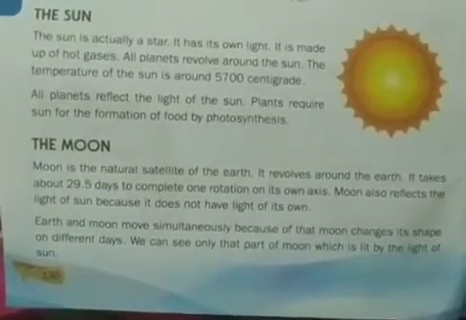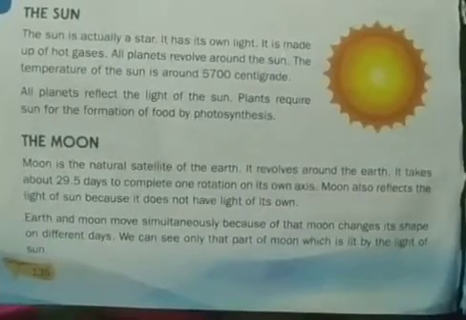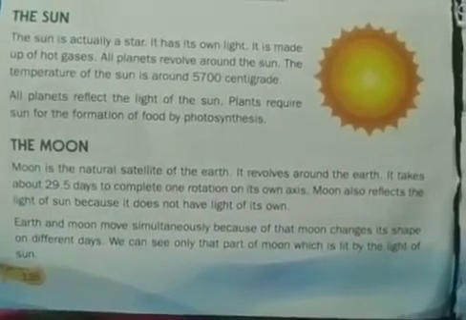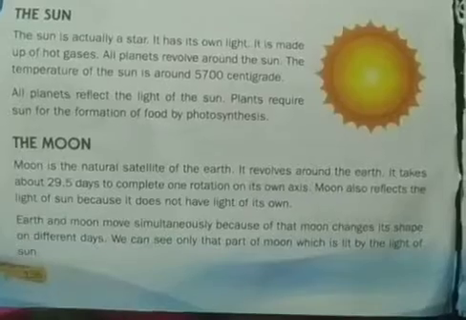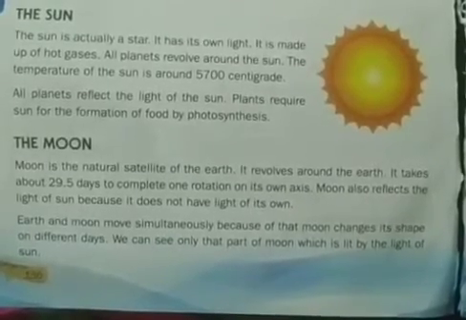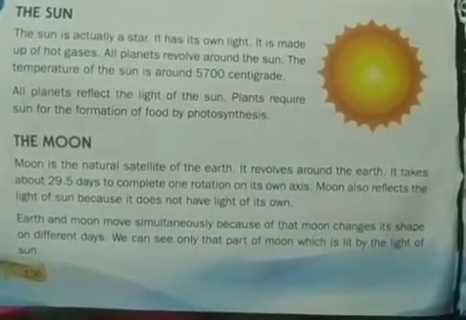Earth and moon move simultaneously. Because of that, moon changes its shape on different days. We can see only that part of moon which is lit by the light of sun.